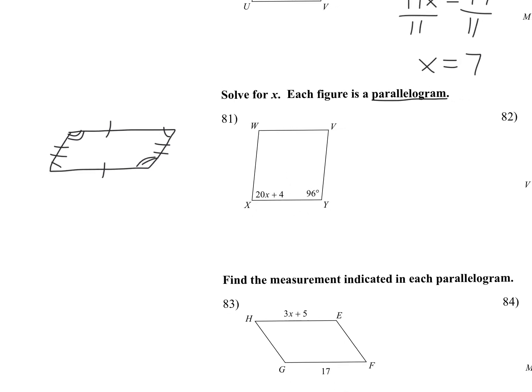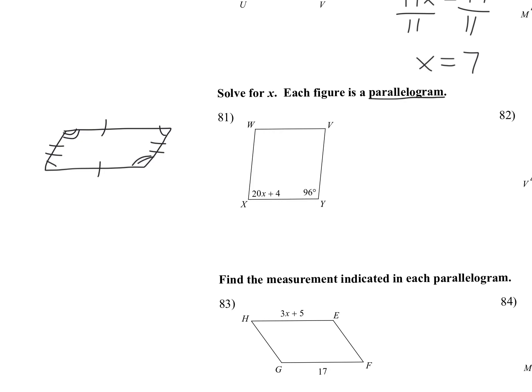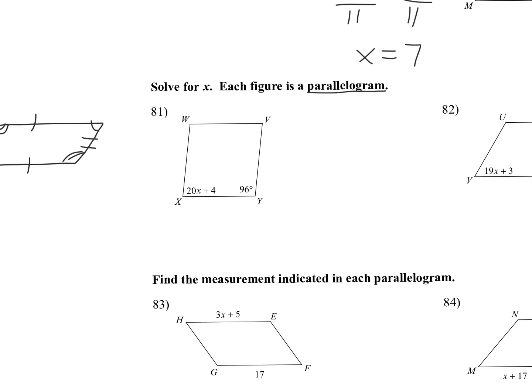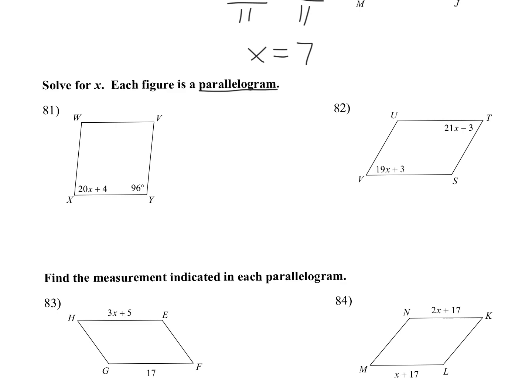So looking at 81, what do you know about those two given angles? Are they the same or are they different? They are different because they're next to each other, not opposite. What do they add up to? 180. So how would I set it up? 20x plus 4 plus 96 equals 180. Yep. Underline like terms.